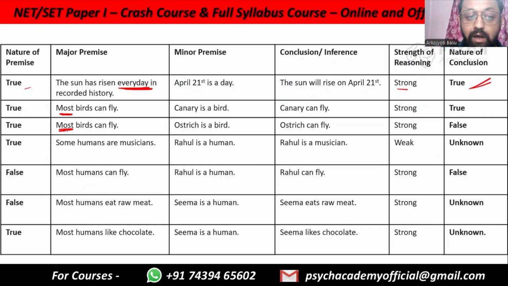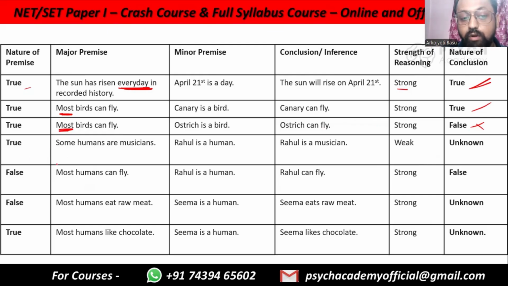Most birds can fly. Most birds means that this is again about strong reasoning. Premises are true. Canary is a bird, ostrich is a bird, true premises. Canary can fly, reasoning strong. Ostrich can fly, reasoning strong. This one becomes true, this one becomes false.